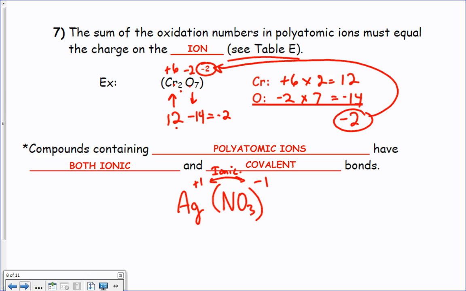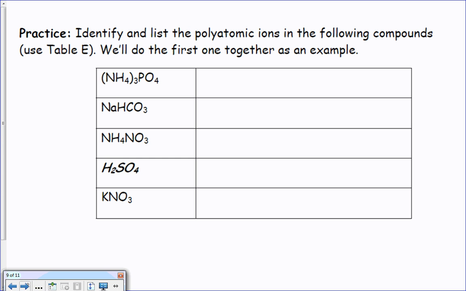What the difference is down here: this N and the O3 were bonded previously, and it's two nonmetals. This is covalent. So the only time I can really have an ionic and covalent bond within the same compound is when I have a polyatomic ion. I love those questions. So here we go.